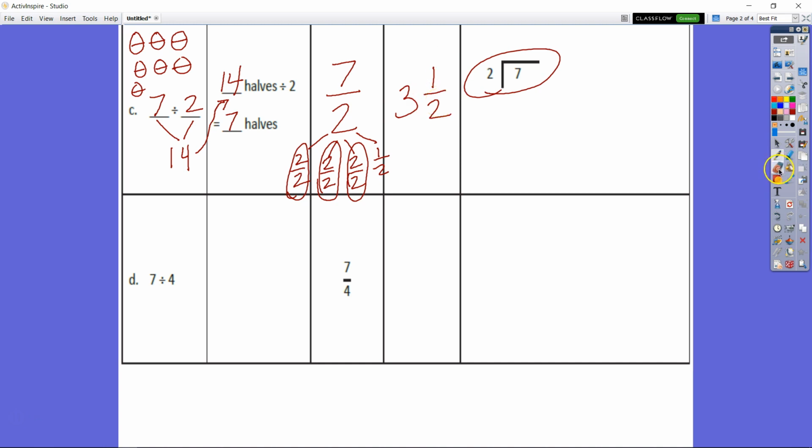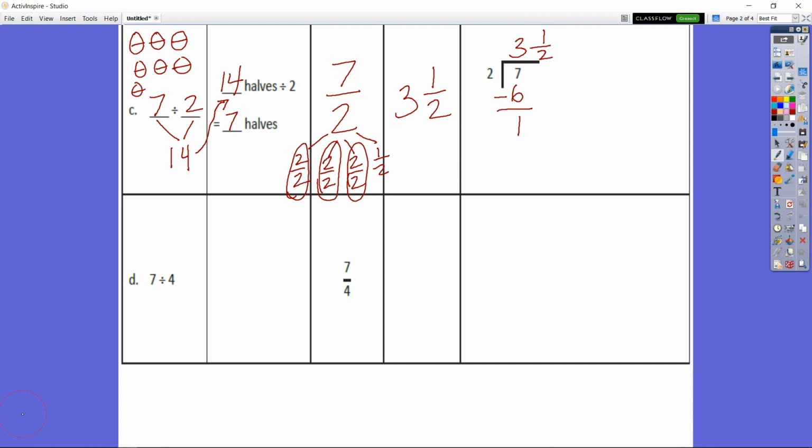Now let's take a look at our standard algorithm. Now we have 7 divided by 2. 7 divided by 2 is 3. 3 times 2 is 6. 6 taken away from 7, or 7 minus 6, is 1. We have 1 what remaining? 1 half. Looking at D.